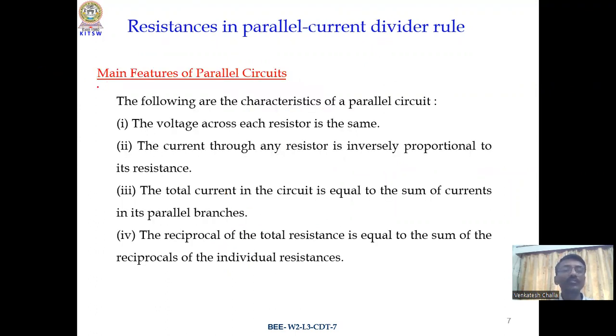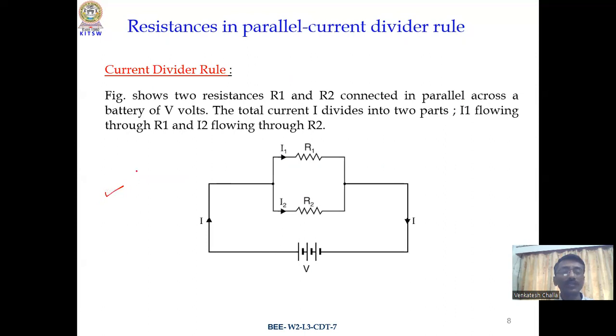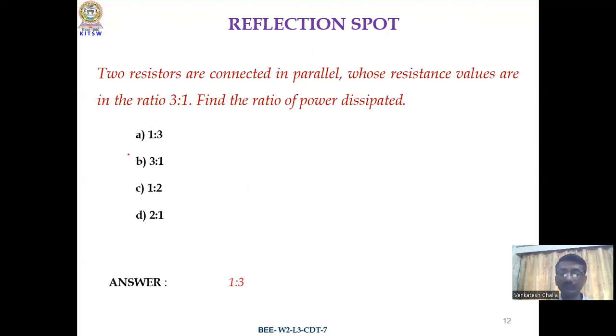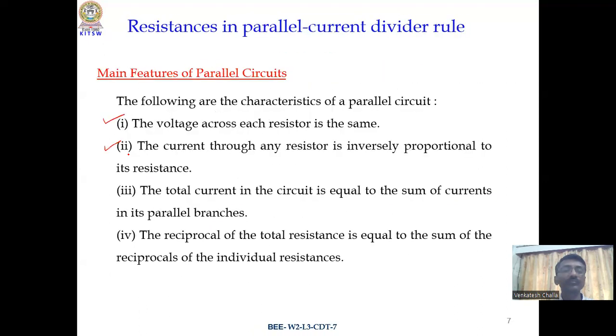So what are the features of parallel circuits now? The observation made is voltage across each of the elements is the same. Current through any resistor is inversely proportional to its resistance. The total current in the circuit is equal to the sum of the currents in parallel branches, and reciprocal of total resistance is equal to sum of reciprocals of individual resistances.